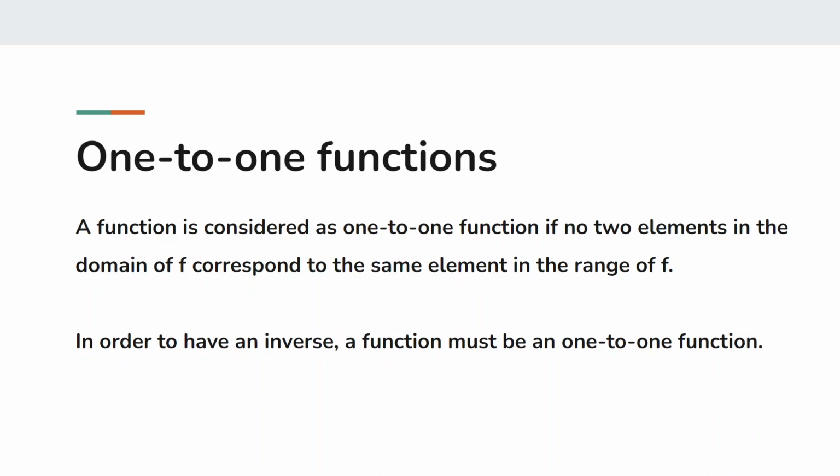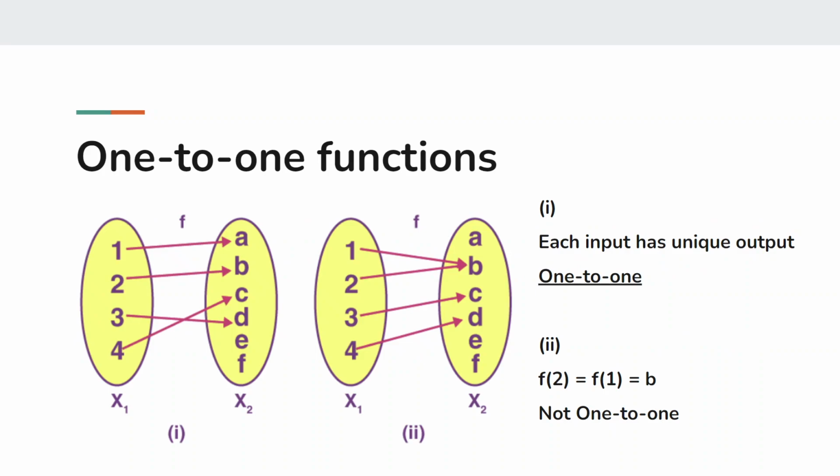This explanation is kind of unsophisticated, so I'll show you the diagram here. For the first one, each input has a unique output, like 1 to A, 2 to B, 3 to D, 4 to C. We can say this function is a one-to-one function.